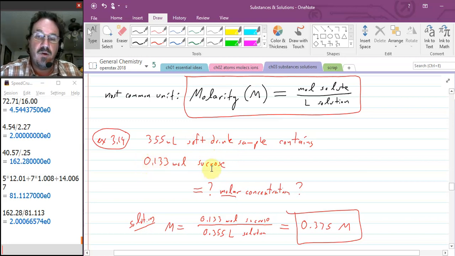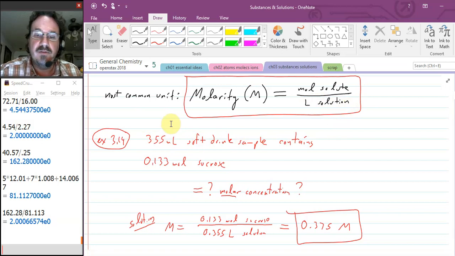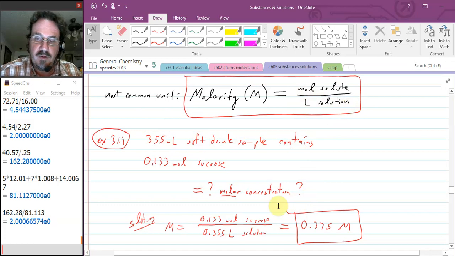Right? So here I've got exactly the two things I need. I need moles on the top of the solute. They told me that, 0.133. On the bottom I need liters of the solution. Well, here's the solution, but it's 355 milliliters. That's okay. We can convert that to liters. It'd be 0.355. Put the one on the top, the other on the bottom. That's what I've done here.